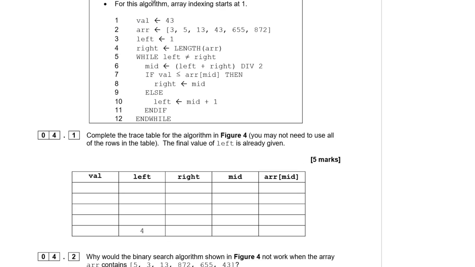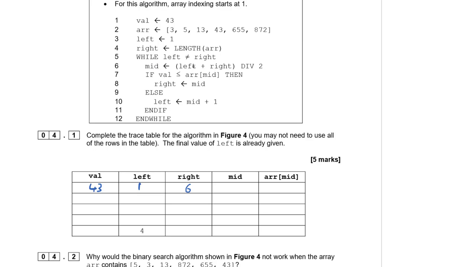Let's do all the initialization on the first line. So val is 43, left is 1, right is the length of the array, so 1, 2, 3, 4, 5, 6, the length being a function. And then personally I would go on to the next line, because in my head at least, this is one construct when we have a while loop here. So what we're doing is going while left is not equal to right. So we keep doing this until left equals right.